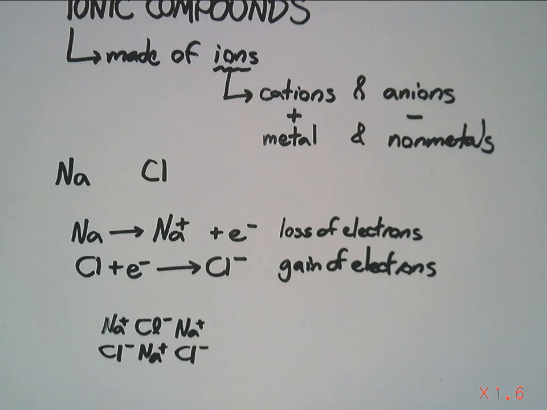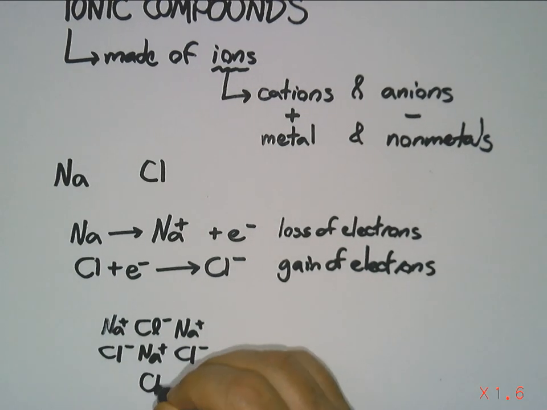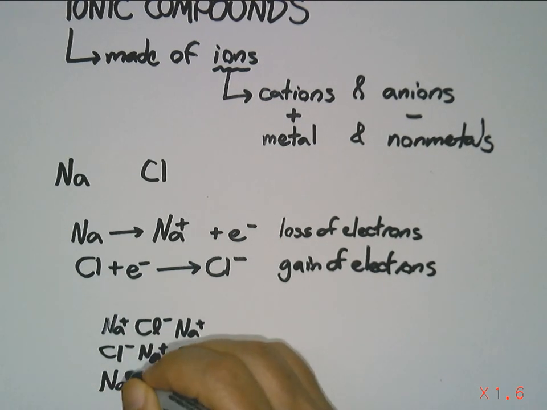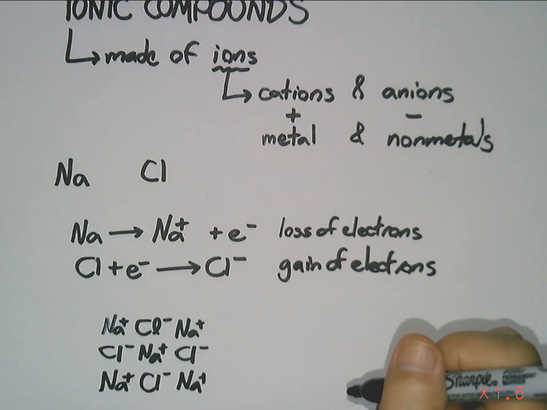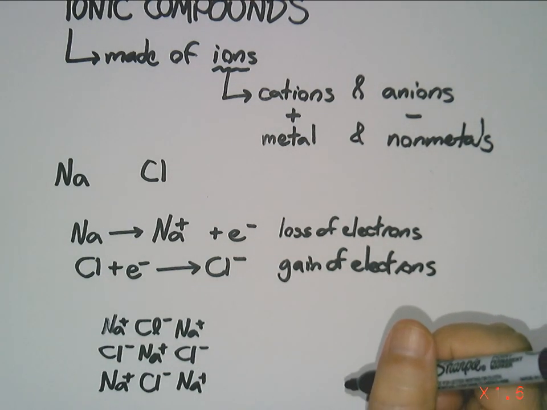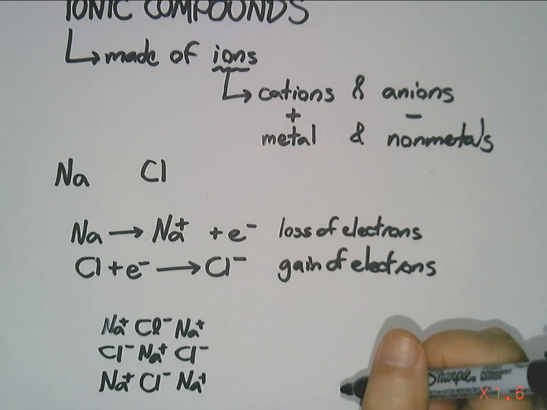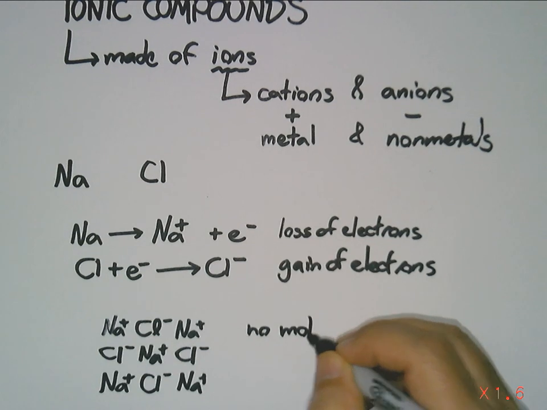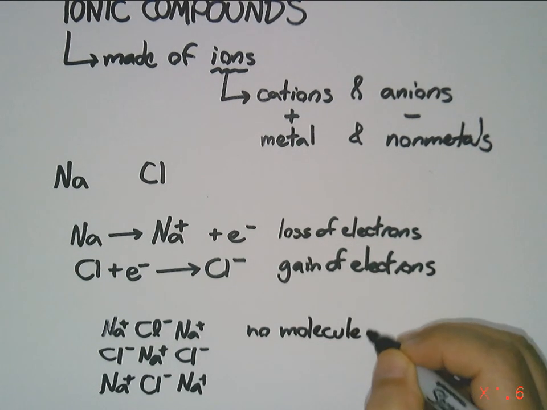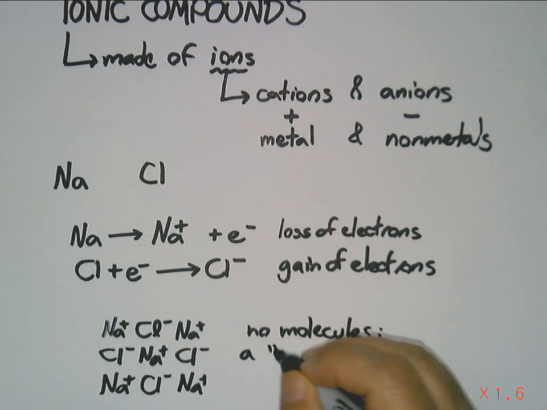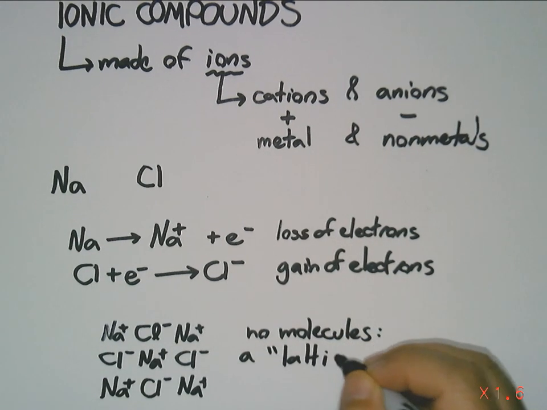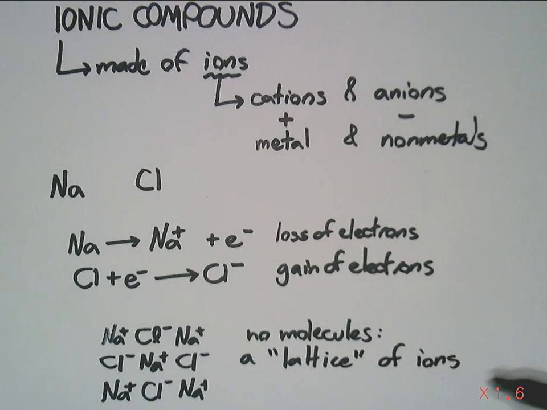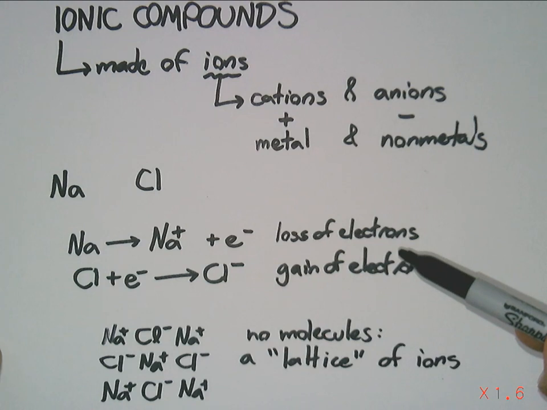And pretty soon you get a regular array of ions here. And you keep packing them on here. And you can make a crystal structure out of this. So there are no molecules when this compound forms. You have instead what's called a lattice of ions.